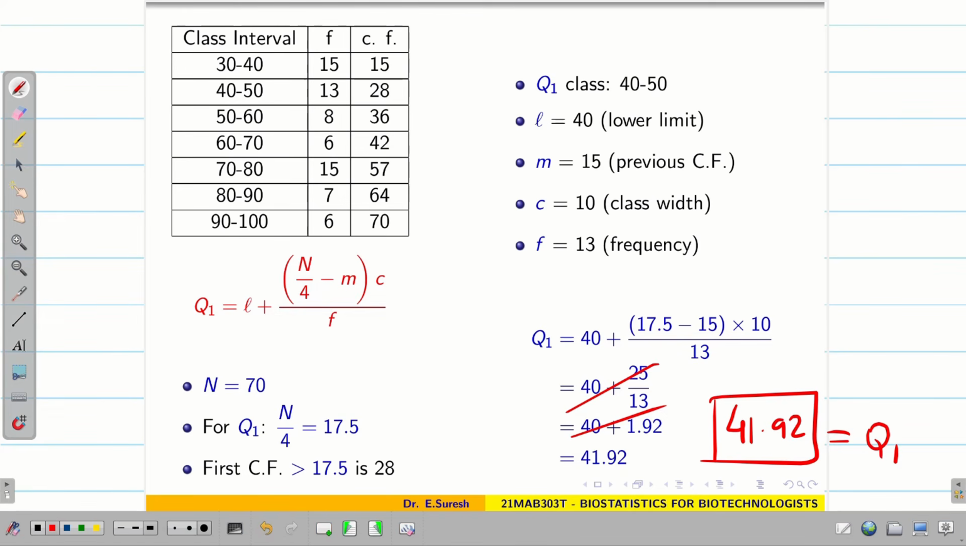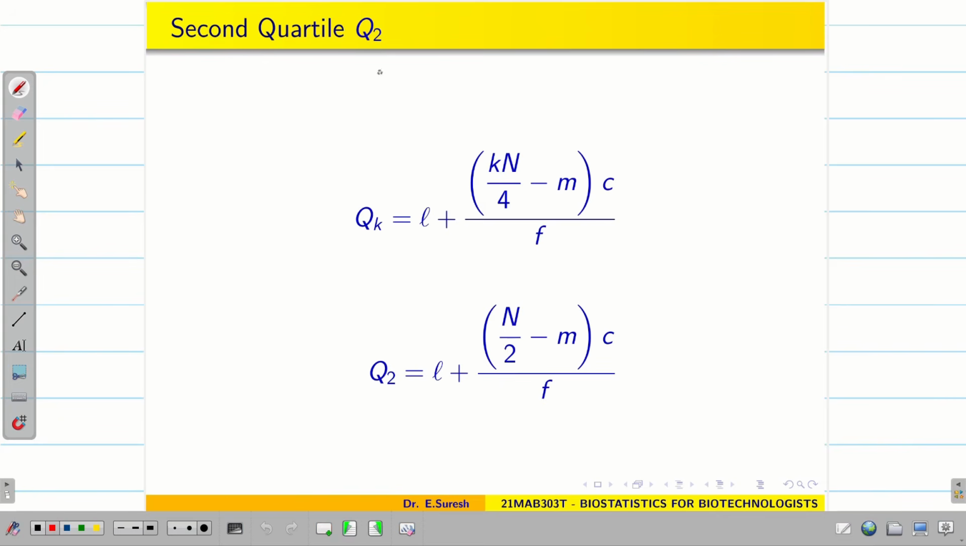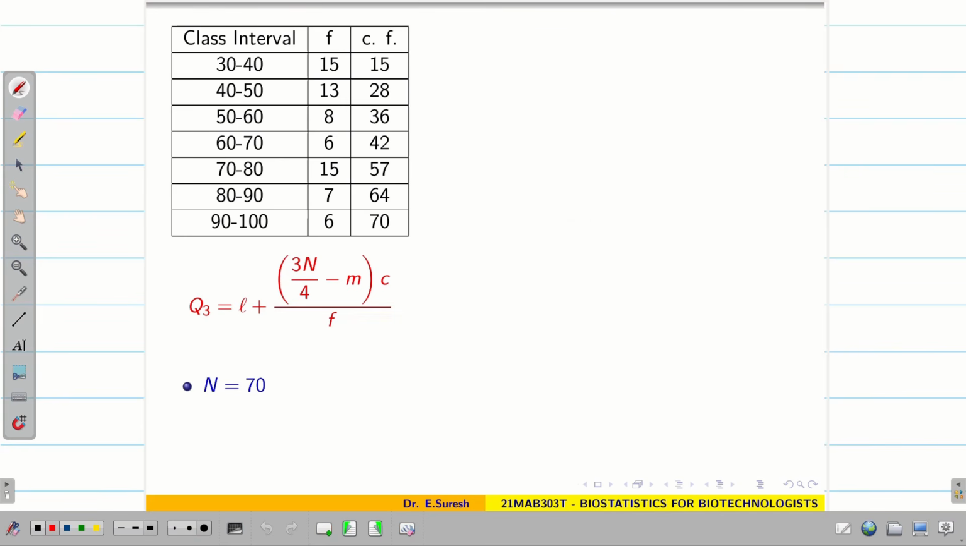In a similar way, we have to find Q3. Before that, if you put K equal to 2, you get the median, that is my Q2, but Q2 is not necessary in quartile deviation. So we are going for Q3. To find Q3, we need this data. Again, we take the table, n is 70. Now we have to find 3n by 4. 3n by 4 is 52.5.